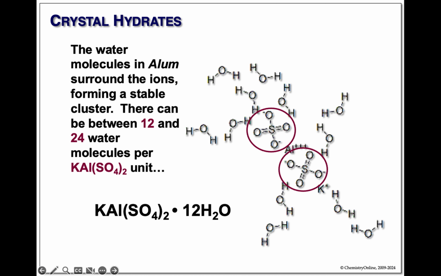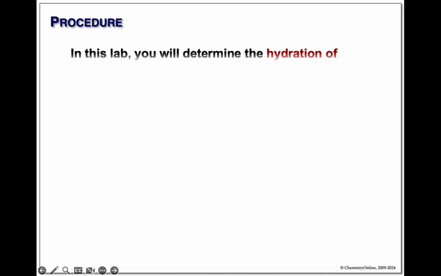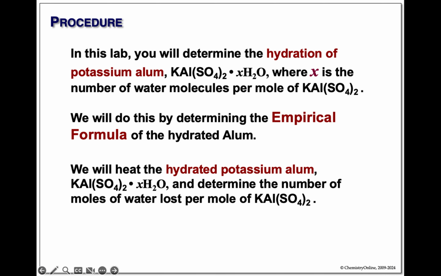The way we're going to do this quite simply is to take the stuff, weigh out a certain amount, heat it up. When you heat it up, the water goes away. We'll weigh it again afterwards. From that, we can determine the empirical formula of what we started with. Any questions?